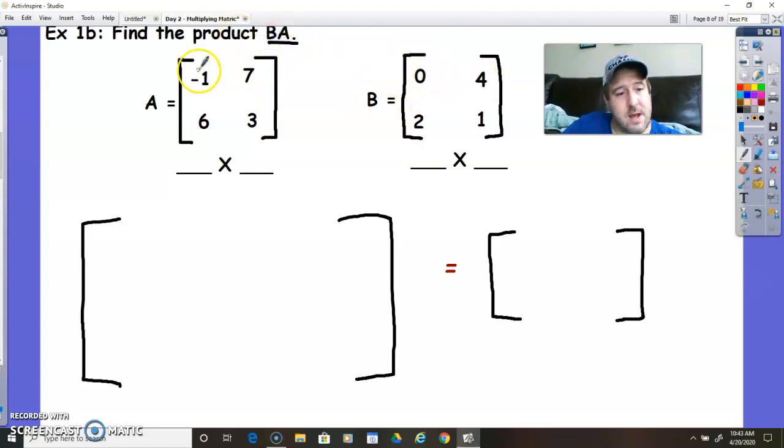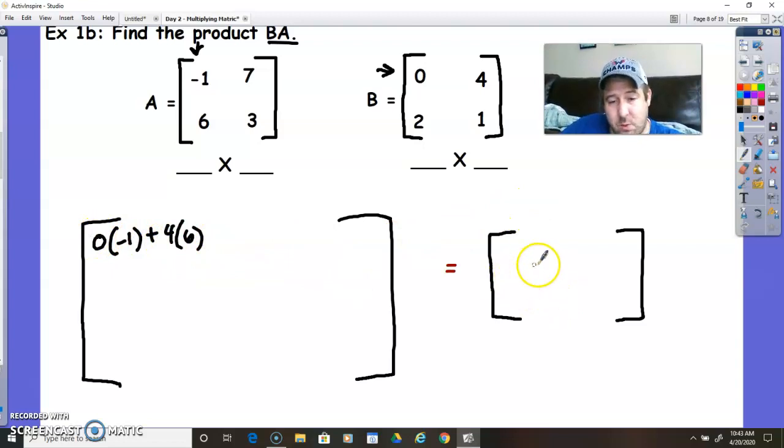First row of the first times first column of the second. So I'm multiplying this by this. So it's backwards now. So that's 0 times negative 1 plus 4 times 6. All right, 0 times negative 1 is 0, plus 24 is 24.